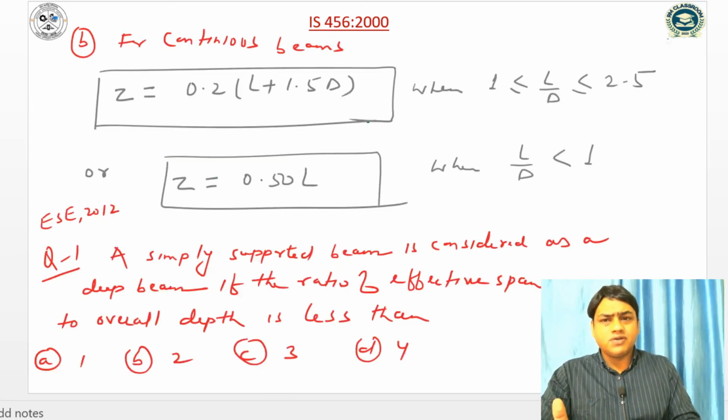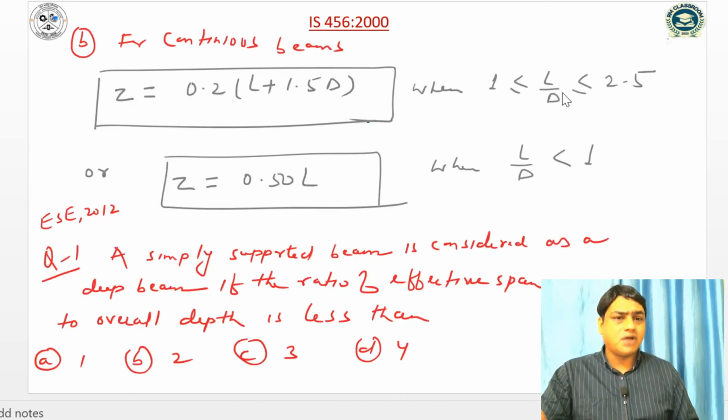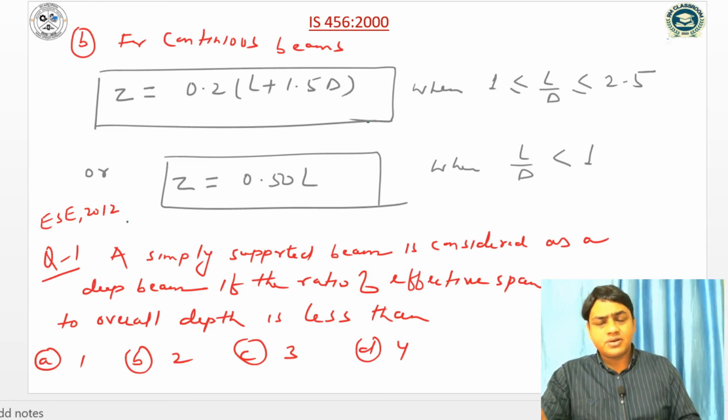Similarly, in case of a continuous beam, the lever arm is equal to 0.2 into L plus 1.5 into D, where D is the overall depth and L is the effective span, and the effective span is the same, that is the center to center distance between the supports or 1.5 times the clear distance, whichever is less. The lever arm is computed with this formula when the ratio of effective span to overall depth lies between 1 and 2.5, including 1 and 2.5, otherwise apply the other formula. This question was asked in ESE, Engineering Services Examination 2012. A simply supported beam is considered as a deep beam.